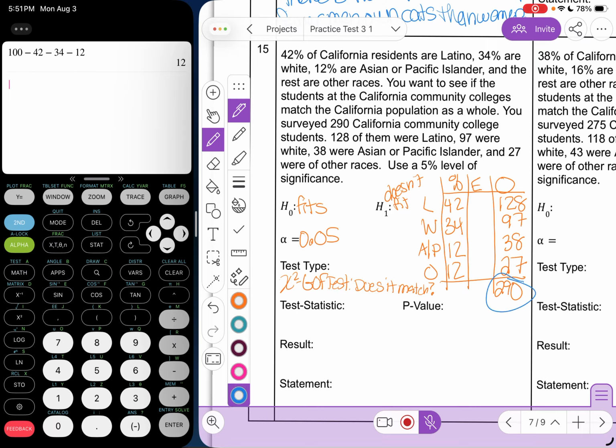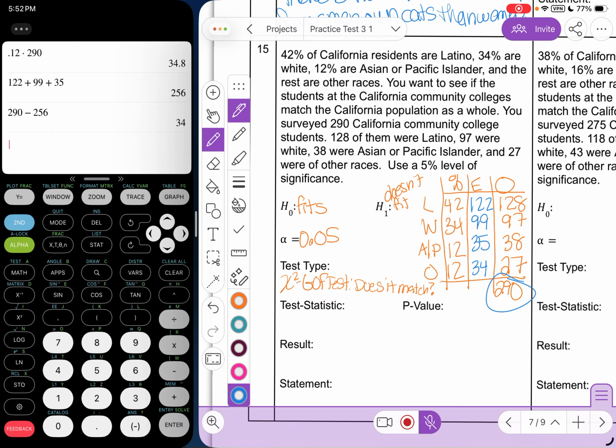So if there's 290 people, to figure out each one, we're going to do 42% of 290 is 121.8, so 122. 34% of 290 is 98.6, so 99. 12% of 290 is 34.8, so 35. So now add those up. 122 plus 99 plus 35 is 256. 290 minus 256 is 34.